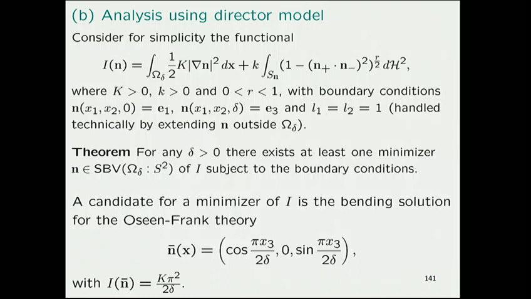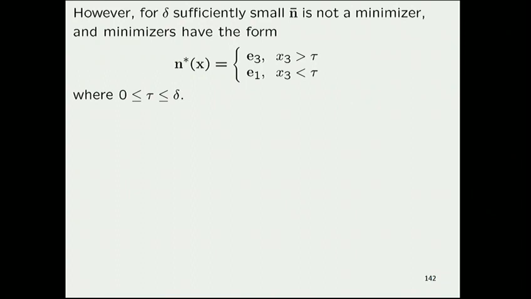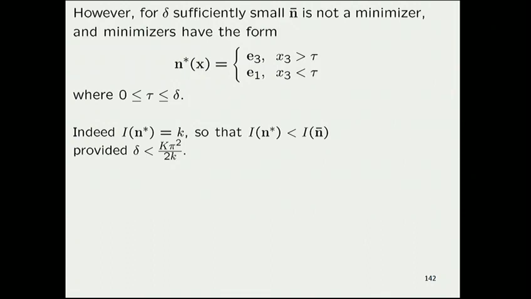However, for delta sufficiently small, that's not the minimizer. Minimizers have the form that they're E1 up to some tau, and then E3, where tau can be, in this case, anywhere between 0 and delta. So it doesn't tell you where the jump is. And indeed, you can calculate the energy of this. There's no elastic term from grad n squared. The only energy you have is the interfacial energy. The area is 1, and there's a constant in front times k, so it's k. This will be less than the previous value provided delta is less than that number. So you see that these wall defects are likely to happen on very small scales when you have competing boundary conditions that force it to do something like that.